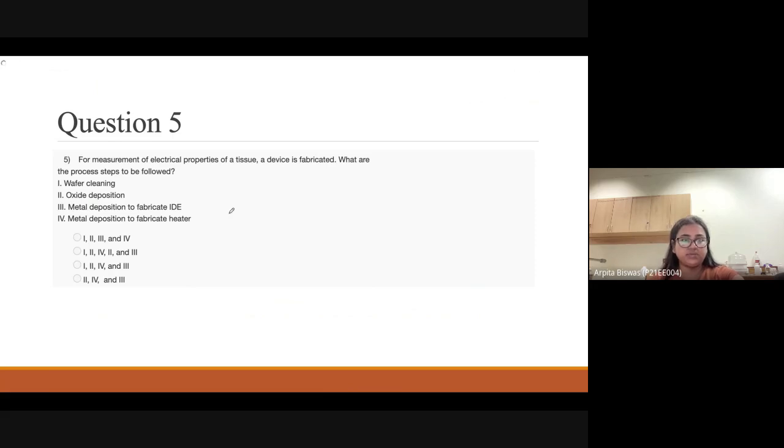For the measurement of electrical properties of a tissue, a device is fabricated. What are the process steps to be followed?